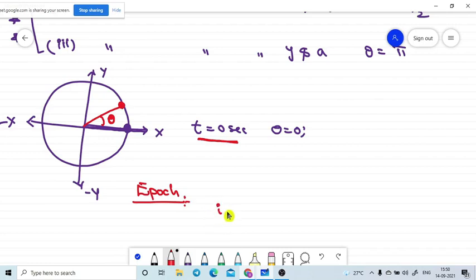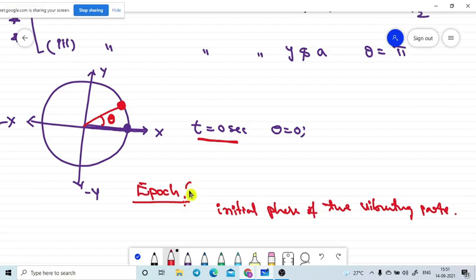Initial means at the starting stage. Before we perform the experiment, we came to this place. We saw that the particle is located here. That means the initial phase is theta, some value. That value we name as the epoch. The epoch, the initial phase, will be represented with phi. It is the symbol of phi. So the initial phase may be positive, the initial phase may be negative.